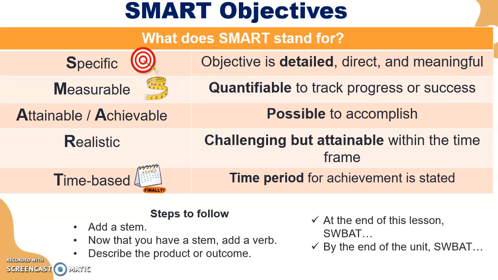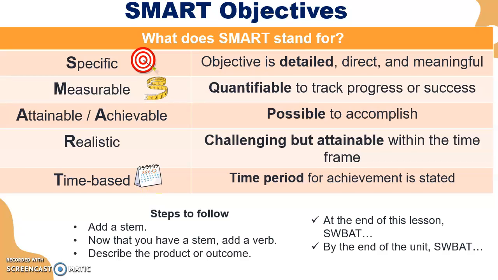Very simple. SMART objectives stand for S for specific. So an objective must be detailed, direct, but also meaningful. M stands for measurable. So it means that there should be a way to keep track of the progress or success. It is as well attainable and achievable. So keep the word possible in your mind. On the other hand, it is also realistic.